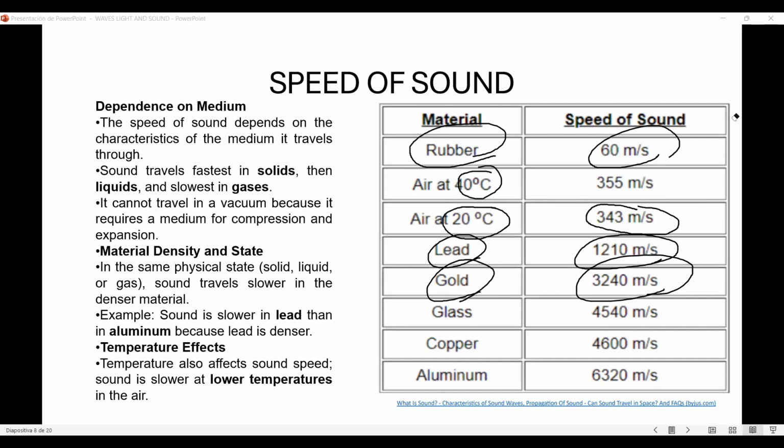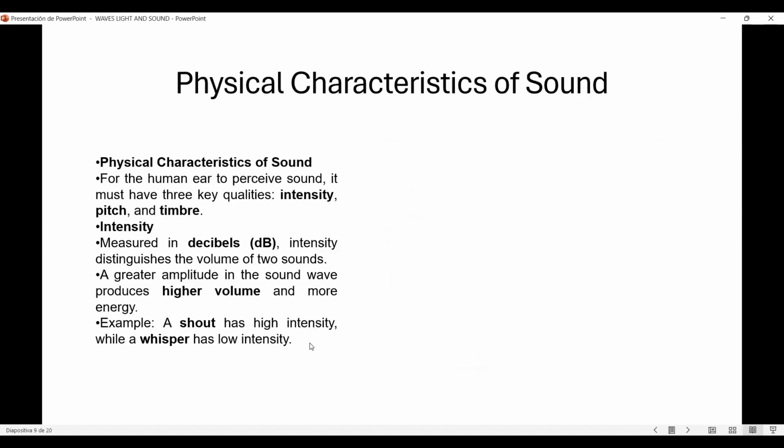Let's go to the next subject. Okay, so sound has different physical characteristics such as intensity, that is measured in decibels, right? And we can distinguish the volume between two sounds by its intensity. But more than that, we have the pitch, right? And the timbre. So, for example, a greater amplitude in the sound wave produces higher volume and more energy.